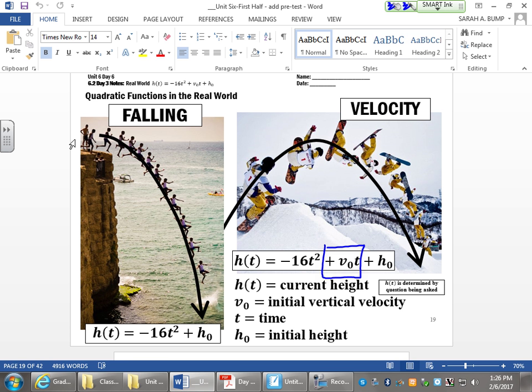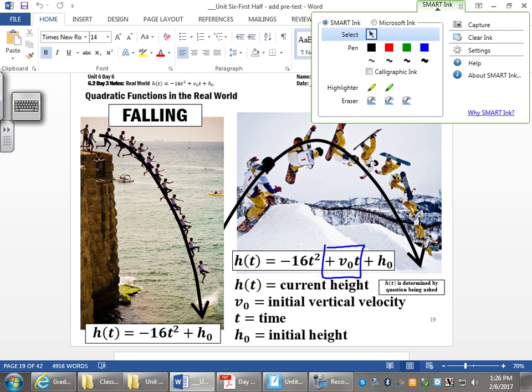So h of t is still the height as it's going up and then down, and it's determined by the question. V naught will be your velocity. T is still time, and it will be in seconds. And h naught is, again, the initial height there at the end. So new formula for problems that have a velocity in it versus a falling problem that does not have a velocity. So nothing to write down here, just wanted to show you visually the difference between the two and what the new formula is going to look like.